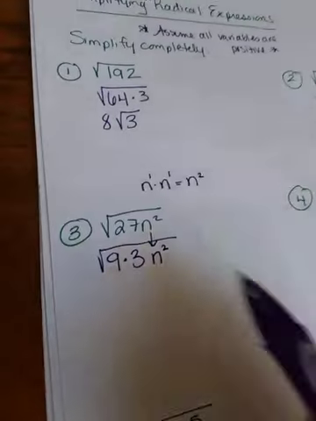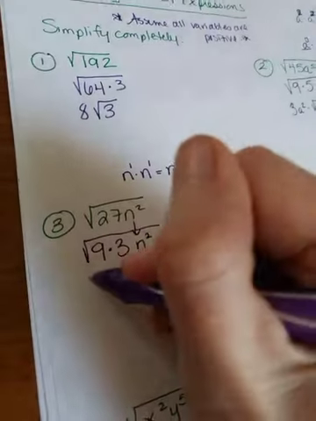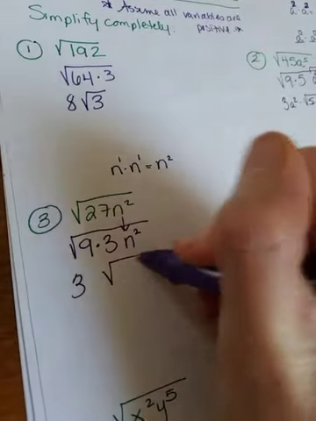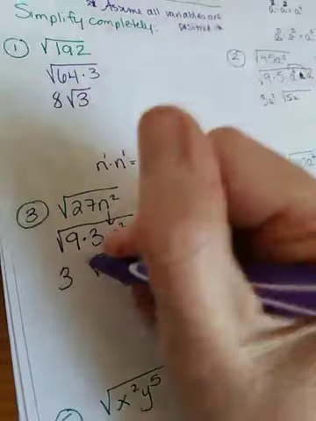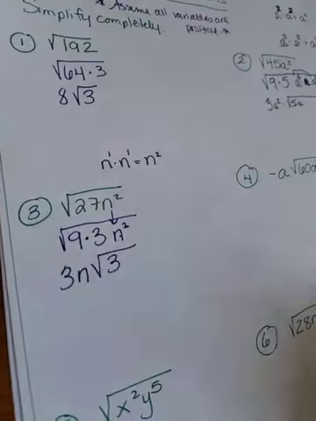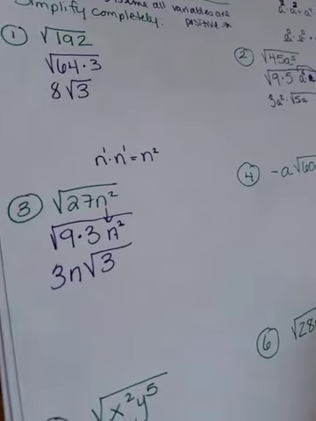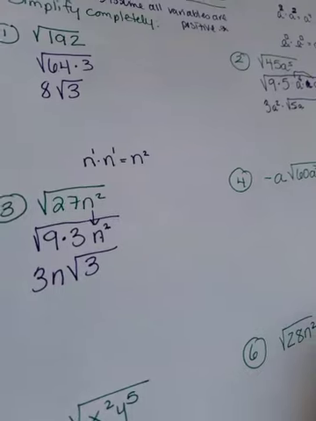All right, so here I go. The square root of 9 is 3. I can't take the square root of 3, so that stays inside. The square root of n squared is just n to the first, or n. That's your answer, 3n times root 3.